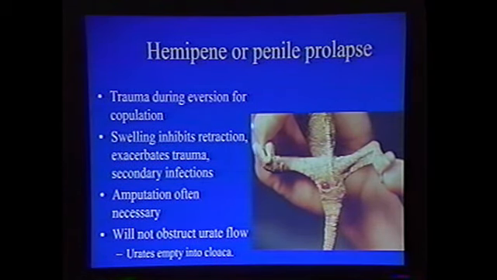Hemipene or penile prolapse is also occasionally seen, possibly due to trauma during eversion for copulation. The swelling inhibits retraction and exacerbates the lesion due to repeated episodes of trauma, and secondary bacterial infections become a problem. Amputation is often necessary, and amputation of the hemipene will not obstruct urate flow because urates empty directly into the cloaca.